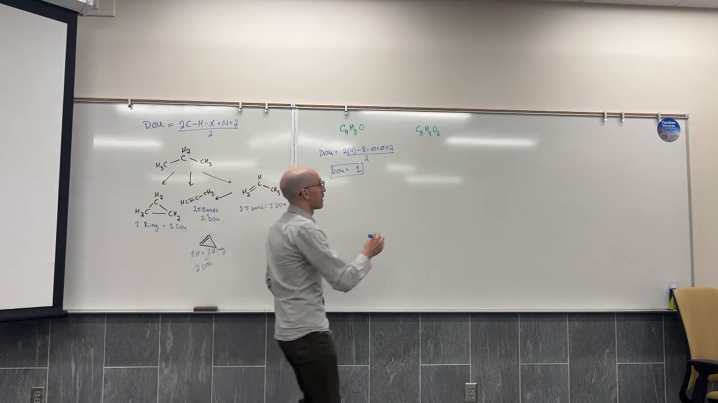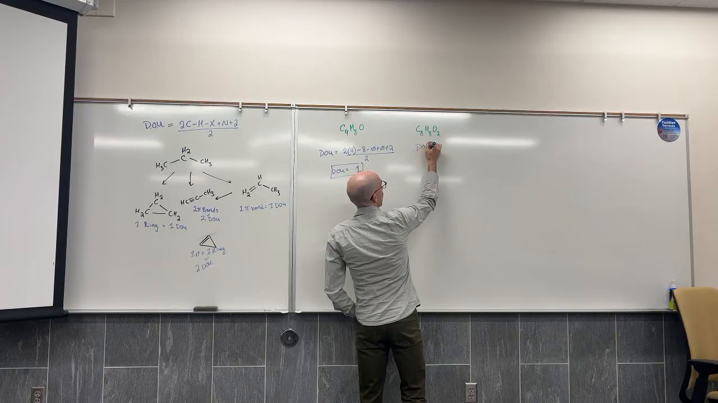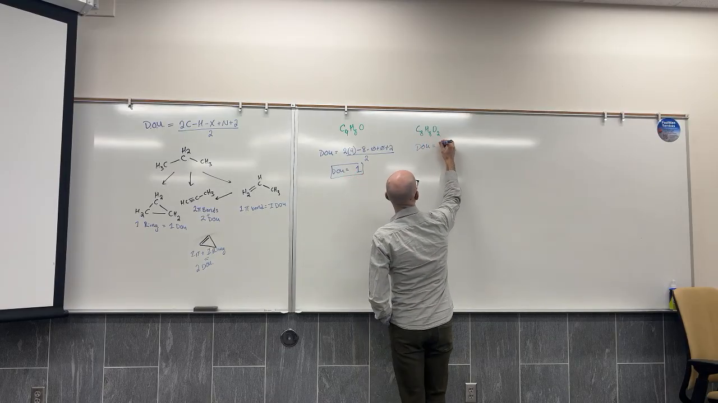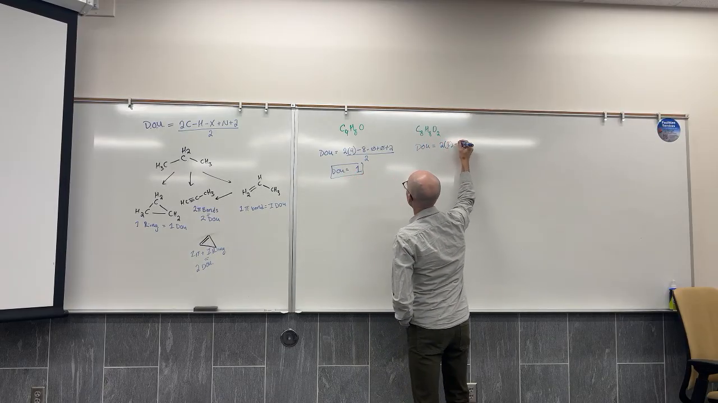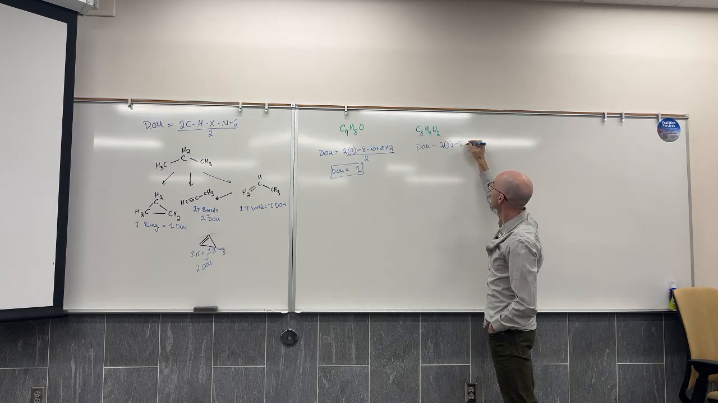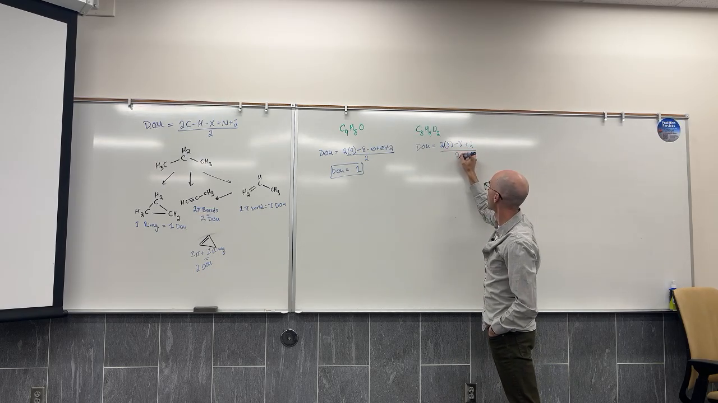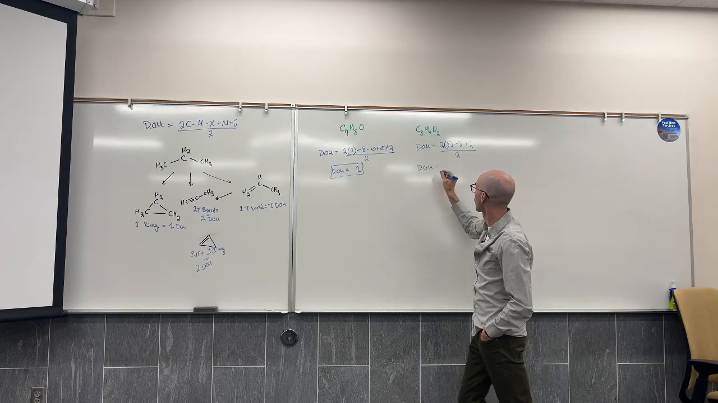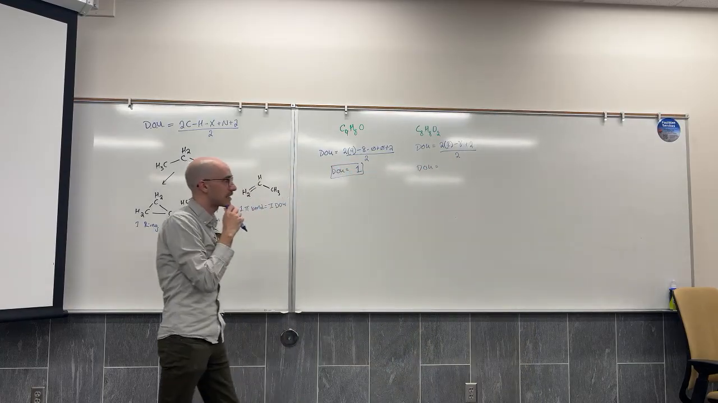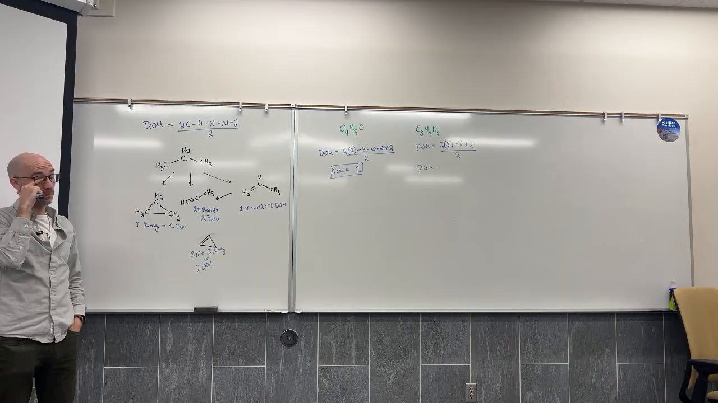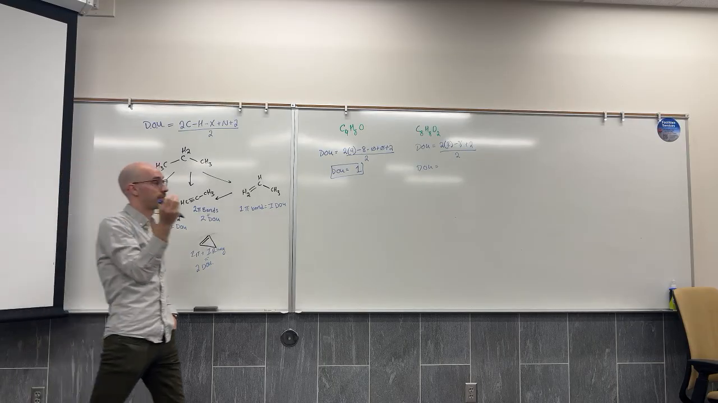But we can look at the data. We can look at its spectra. Here, I've got 2 times 8 minus 8 plus 0 minus 0 plus 2, divided by 2. 16 minus 8 is 8. Plus 2 is 10. Divided by 2 is 5.